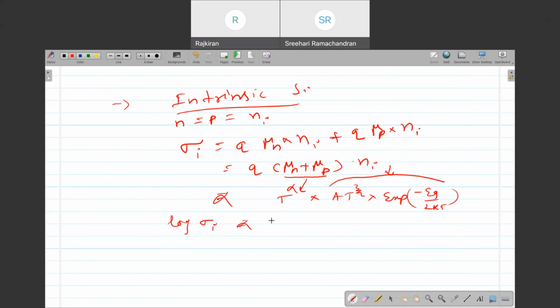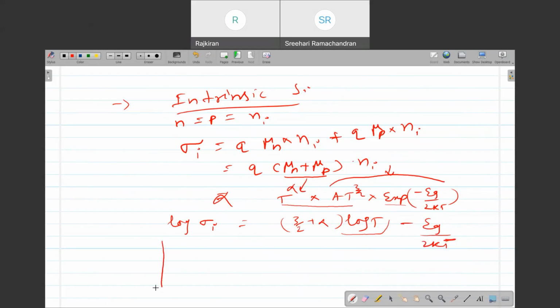Log sigma i is proportional to (3 by 2 plus alpha) log T plus minus Eg by 2kT. The T to the power 3 by 2 and T to the alpha I have taken common, so it becomes 3 by 2 plus alpha into log T, and the log of the exponential gives minus Eg by 2kT. The log T is a very small dependence compared to the direct proportional 1 by T.